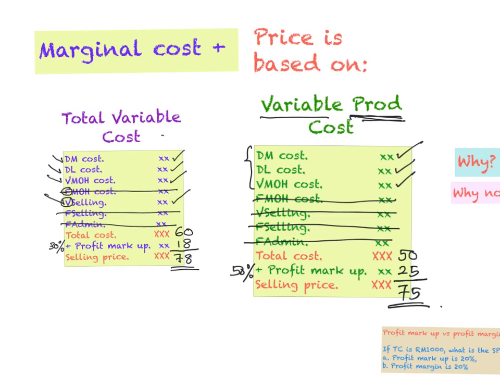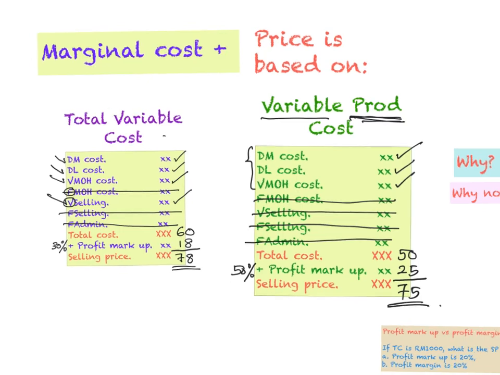Okay, so I hope by now you can compare the difference between full cost plus and marginal cost plus. Under full cost plus, I hope that you know that there are two bases. Sometimes the question requires you to use the total full cost. Sometimes the question also requires you to use production cost only. Same thing with marginal cost plus. Sometimes the question asks for the total variable cost. Sometimes you just focus on the variable production cost only. Okay, so I hope that you can understand this.